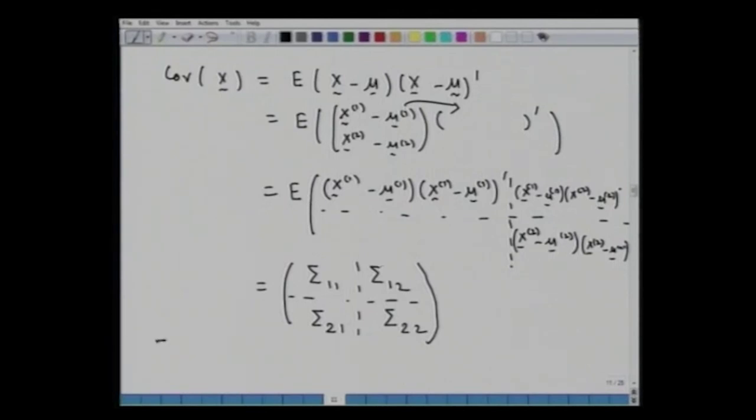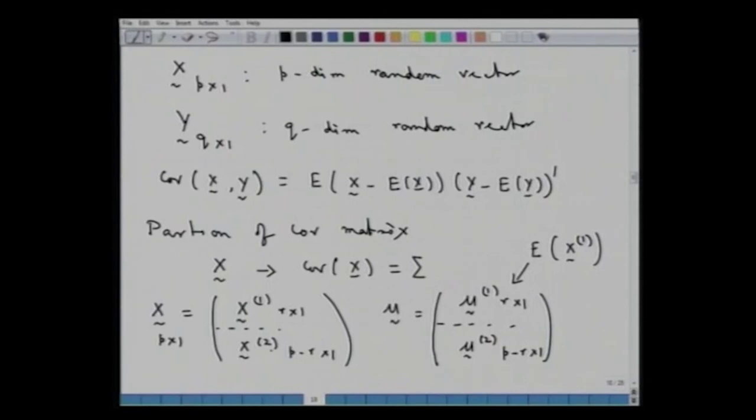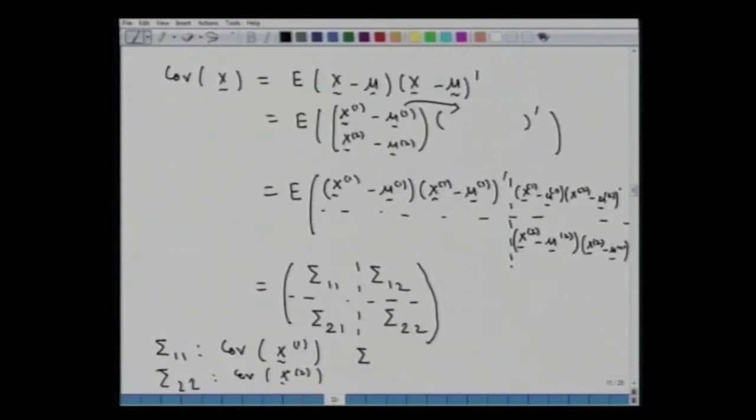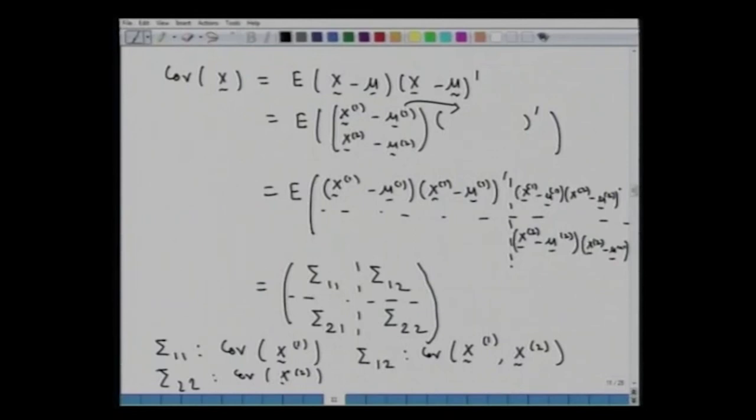Now, if you look carefully, this sigma 1 1 block is the expectation of this particular matrix. And what's that? That's basically the covariance matrix of the sub vector which we had denoted by x1. Similarly, sigma 2 2 is nothing but the covariance matrix of the second block, this x2 block of elements. And this sigma 1 2 matrix, which is the off diagonal block in this sigma matrix, is the covariance matrix of the two sub vectors x1 and x2, as we had defined. And this is just the transpose of that matrix, the covariance matrix of x2 and x1. So, it is just differing by that transpose.